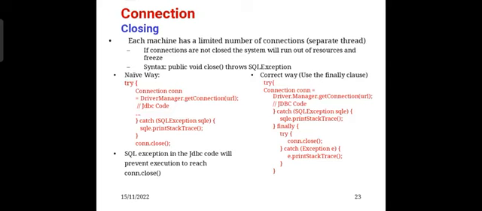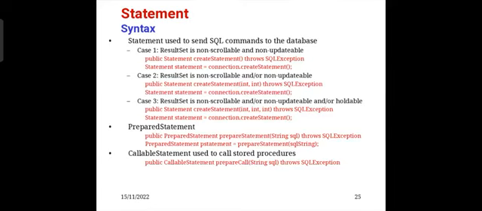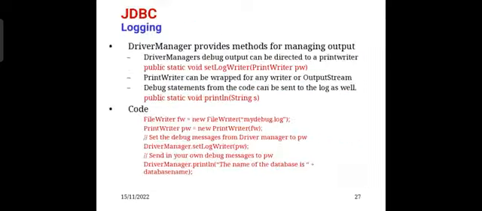How to close the connection. What are the different types of statements we use here? Prepared statement and callable statement. These are the syntax for the JDBC statements: how to use the prepared statement and how to use the callable statement to call procedures or functions. How to release or close the connection using these statements is given within the try-catch block.